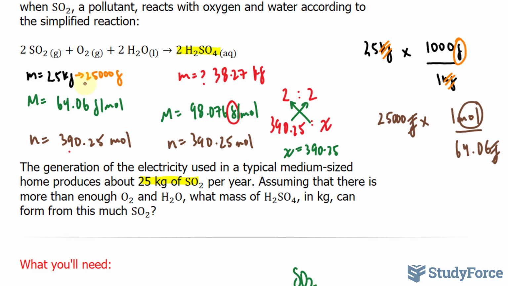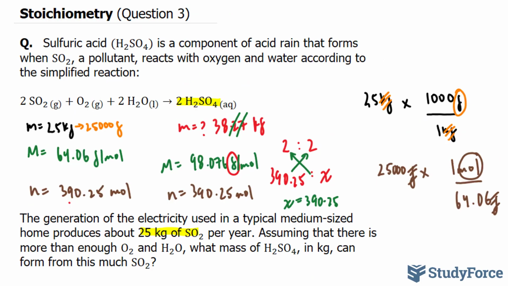Now remember, I spoke to you about significant figures, and we should only have 2 significant figures. So everything after this 8 is insignificant. We'll end up with 38 kilograms of H2SO4. And there you have it. That is how to solve yet another stoichiometry problem. Be sure to watch question 4 for another example.